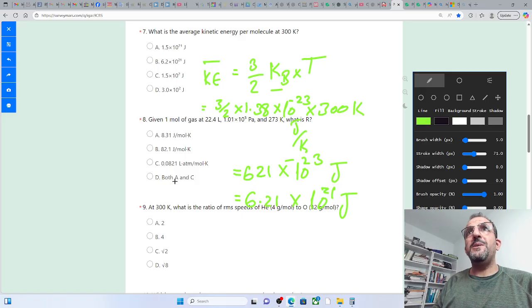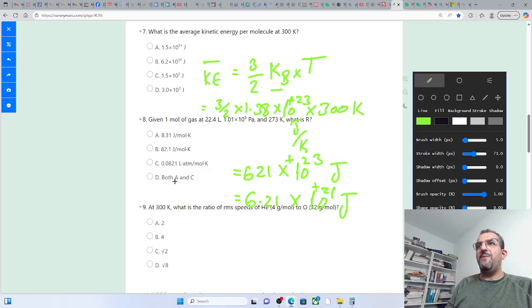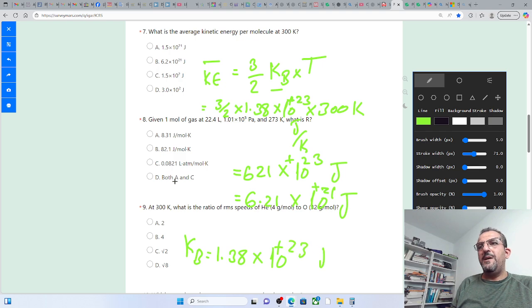So the Boltzmann constant exponent should have a positive sign. So this is positive, that was a typo, and this is positive. So we have 10 to the power positive 21. Okay, so that's right. So the Boltzmann constant is equal to 1.38 times 10 to the power 23 joule per Kelvin. Okay.